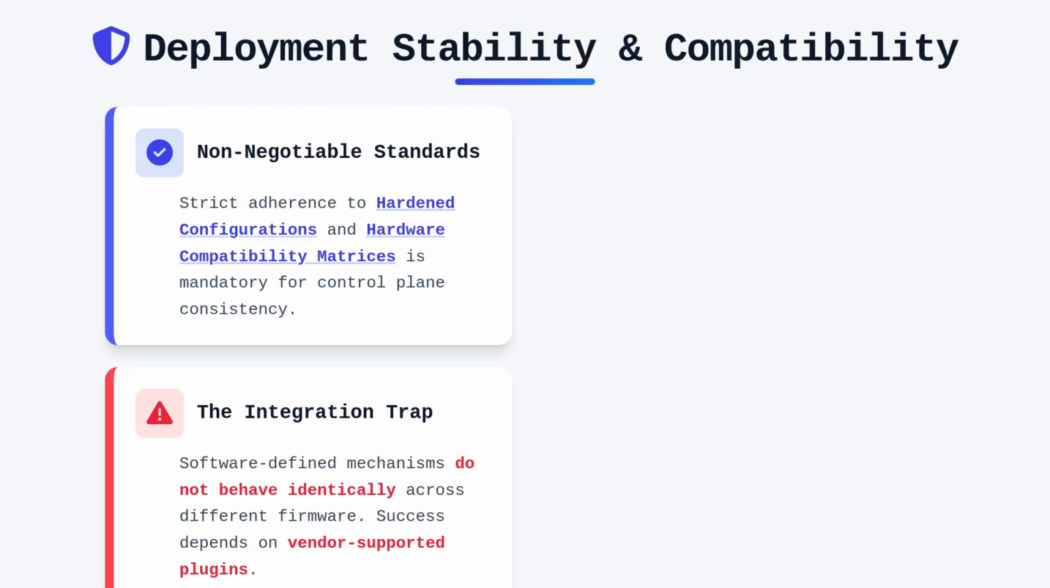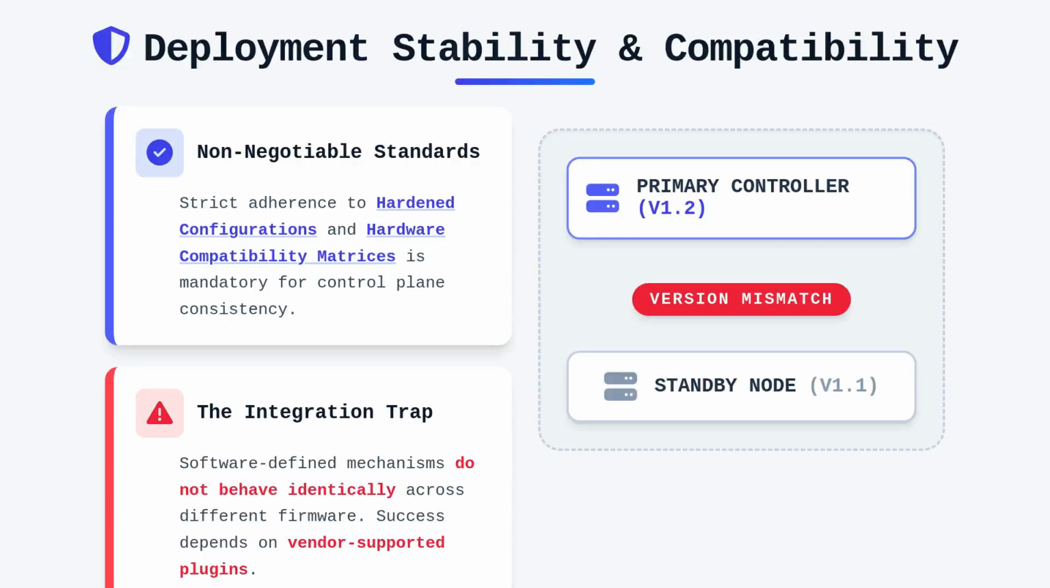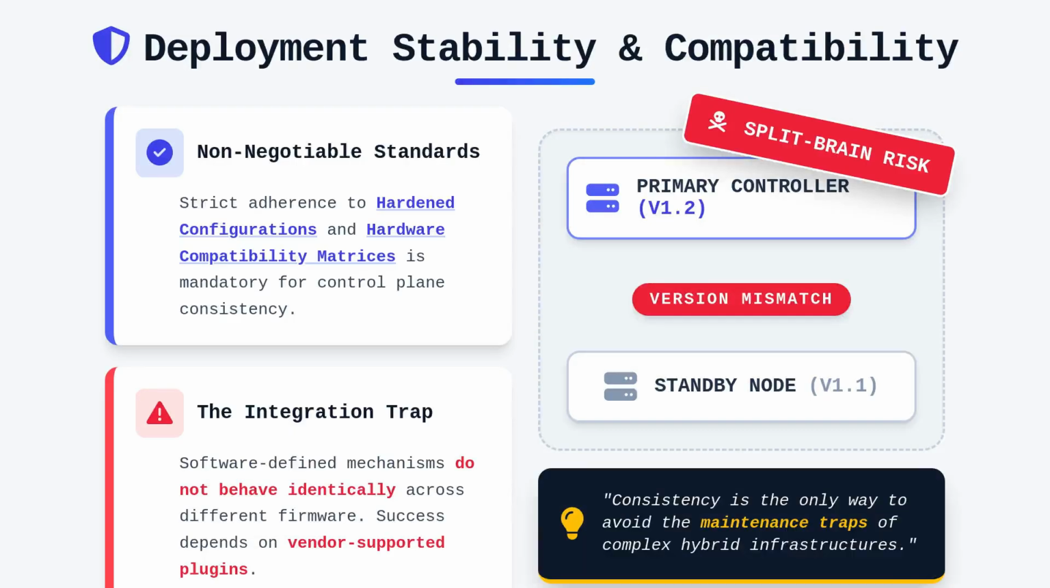You should view these configuration matrices as non-negotiable requirements for stability. When you document your deployment heuristics, ensure that you account for both the primary controller and the standby nodes, as any mismatch in software versioning can lead to split-brain scenarios or unpredictable control loop behavior. Consistency at this layer is the only way to avoid the maintenance traps that often plague complex hybrid infrastructures.